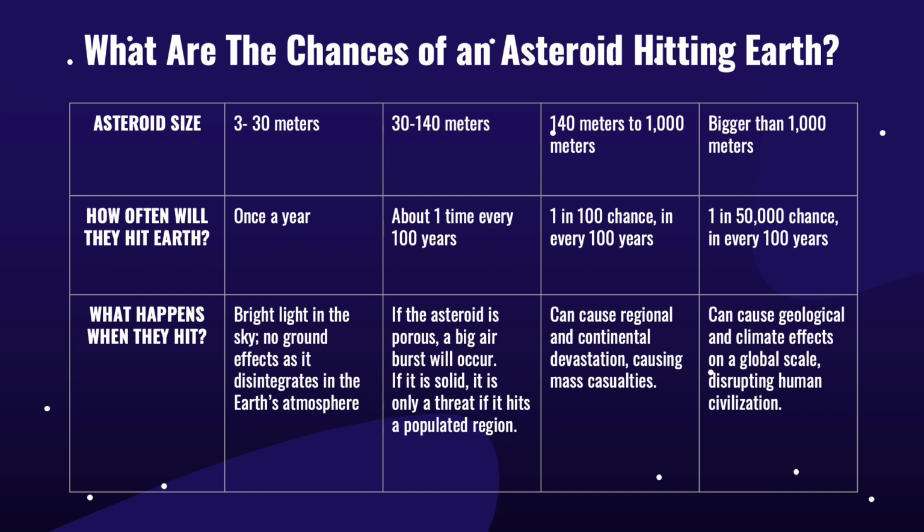During our lifetime, the odds of an asteroid hitting and impacting Earth are quite low. At the rate we are seeing impacts today, we would expect a large asteroid to impact Earth every 100 million years or so. Looking at this chart, you can see asteroids of 3 to 30 meters hit Earth only about once a year. These asteroids do not cause any destructive damage on Earth. 30 to 140 meter asteroids hit about one time every 100 years. 140 meters and above have a 1 in 100 chance every 100 years, and asteroids bigger than 1 kilometer have a 1 in 50,000 chance every 100 years.